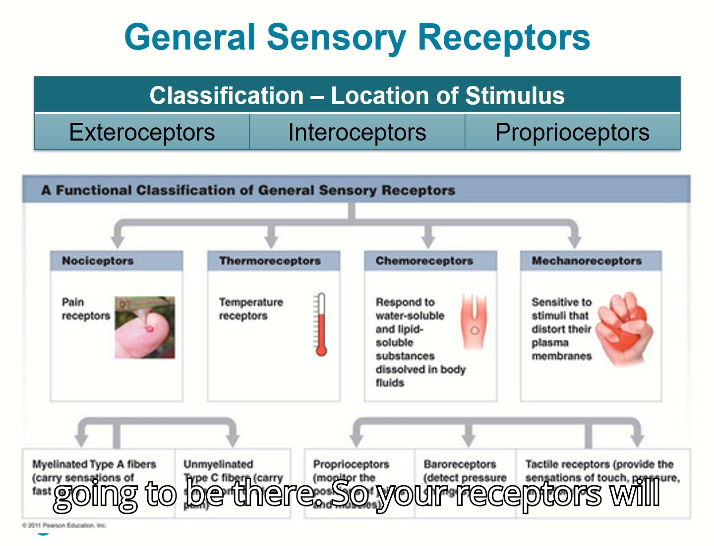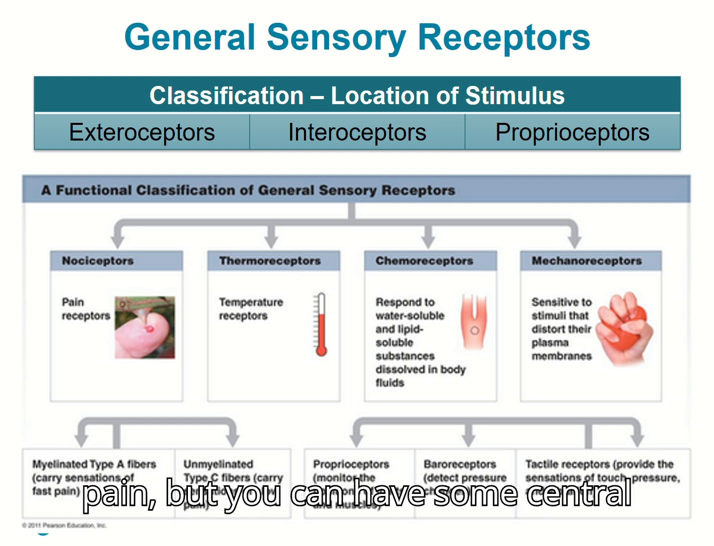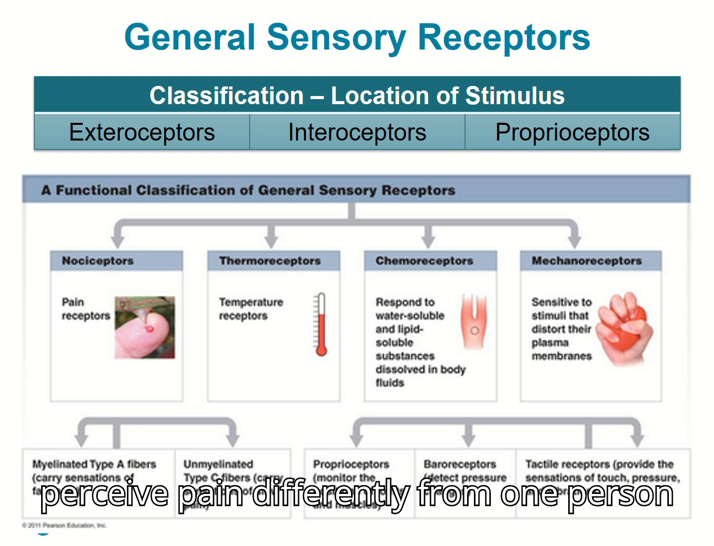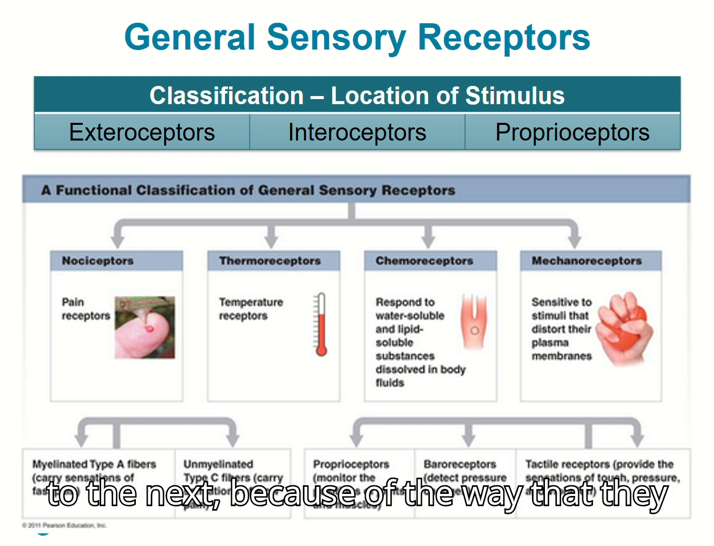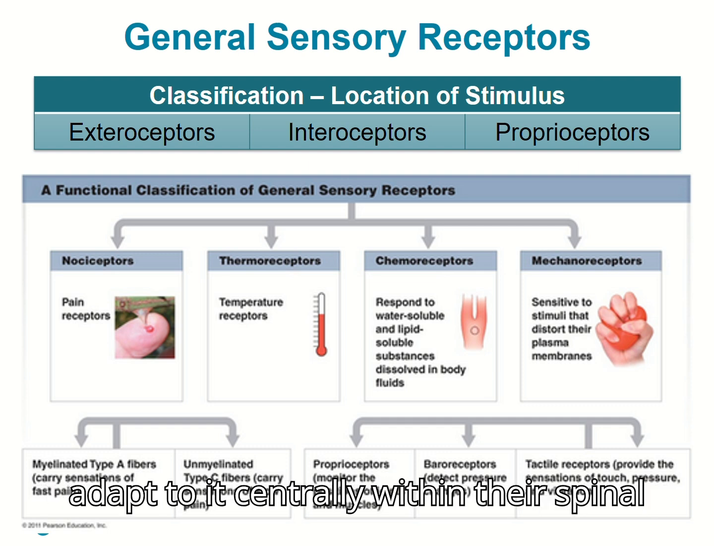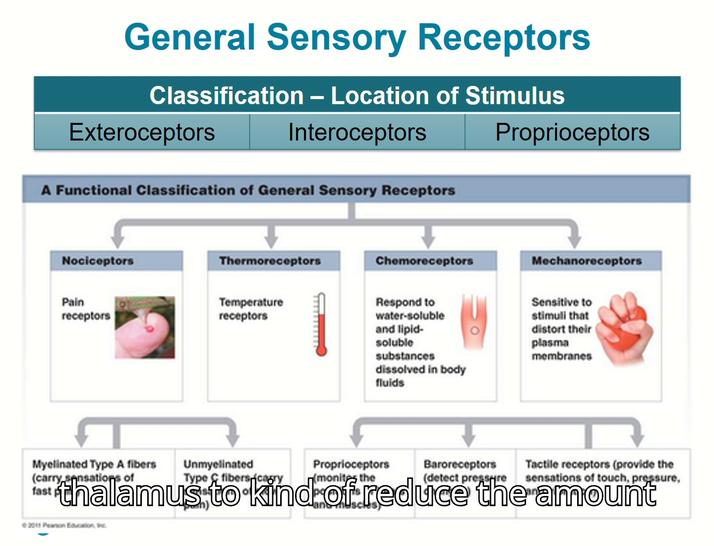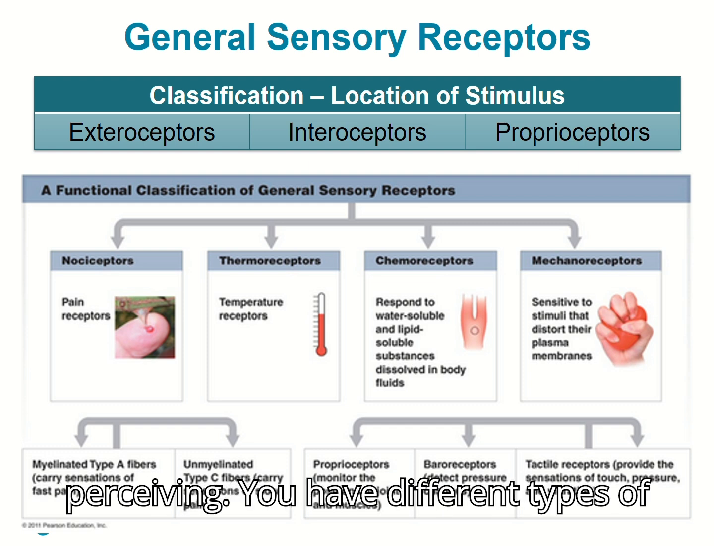So your receptors will be sending those signals if there is pain, but you can have some central adaptation, which is why people will perceive pain differently from one person to the next, because of the way that they adapt to it centrally within their spinal cord or their brainstem or their thalamus, to kind of reduce the amount of pain that they are going to be perceiving.